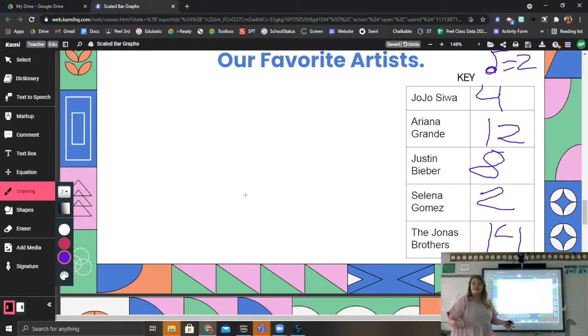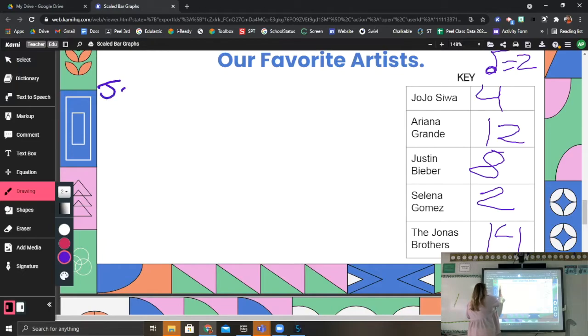Alright, so on our picture graph, we're going to go ahead and break it apart. And as you see, our key is a music note. But it says music note equals 2. So every time we have a music note, it doesn't equal 1 student vote, it equals 2 student votes. So let's go ahead and break that apart.